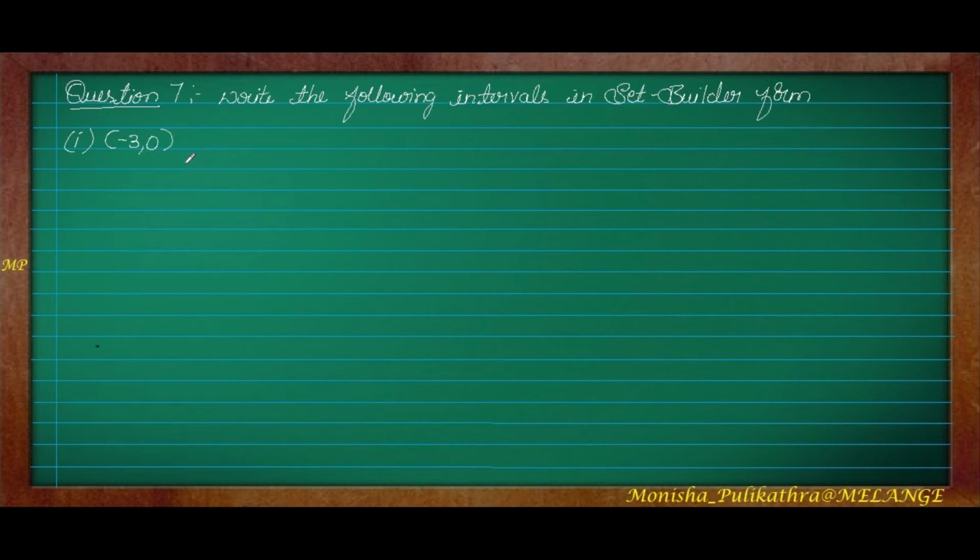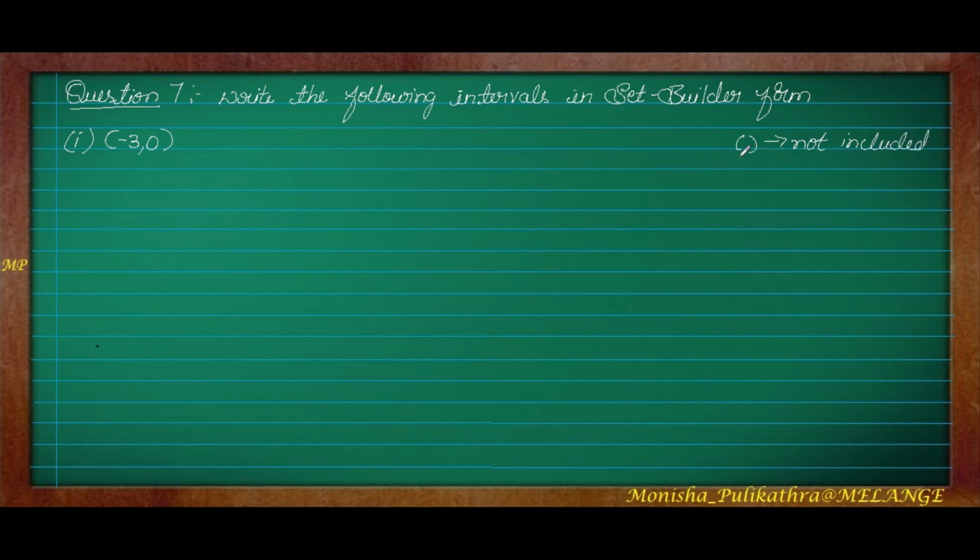In the 6th question, they gave the set builder method and we wrote it in roster method, in the values form. In this question, they have given the numbers and we have to write it in set builder method. Here again two round brackets have been given, minus 3, 0. Round brackets mean not included. You have to keep it in mind. It is not included.